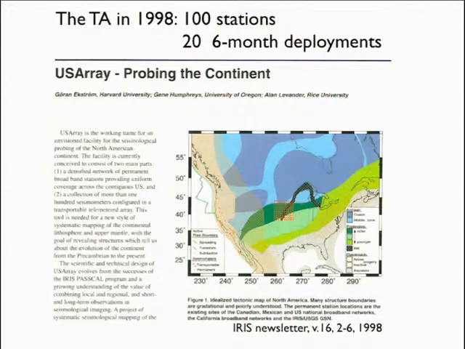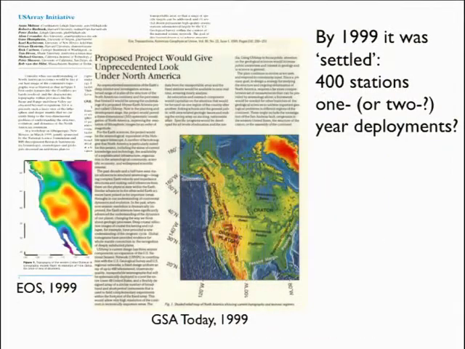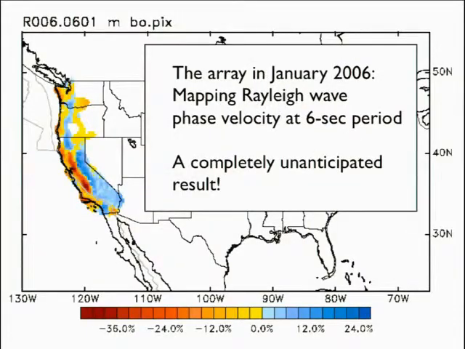Things moved quickly initially. In 1998, we had a not as ambitious plan as what was eventually enacted. But in 1999, we basically had the full idea of 400 stations with 1 or potentially 2-year deployments going out fixed. And then, of course, nothing happened for several years, as we heard earlier today. We really didn't start deploying the TA until 2005, 2006, where we started with using existing instrumentation largely, and then slowly augmenting it with the transportable array.